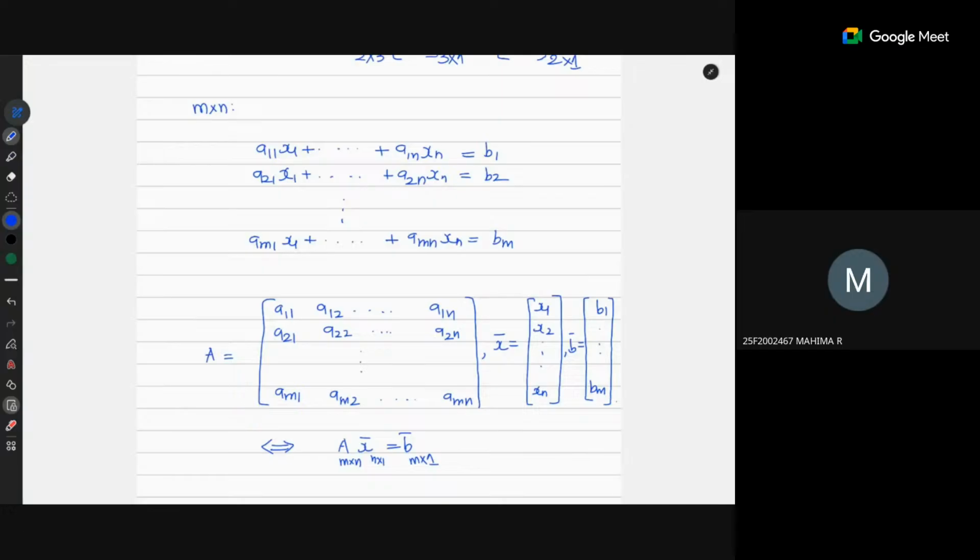Sir, if the x1, x2, and xn matrix is written in horizontal form or as a horizontal matrix, then how would the b1, b2, and bm matrix be? It's not going to be horizontal matrix. It is going to be a column vector, which has one column. If you write it in horizontal, then it becomes a row vector, which is not the case.